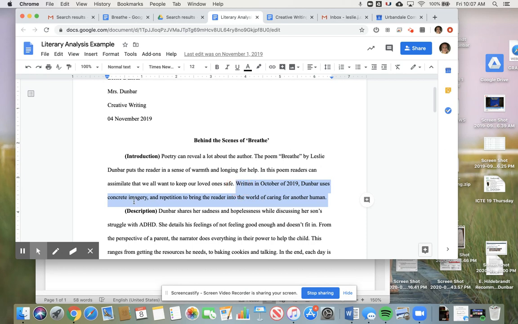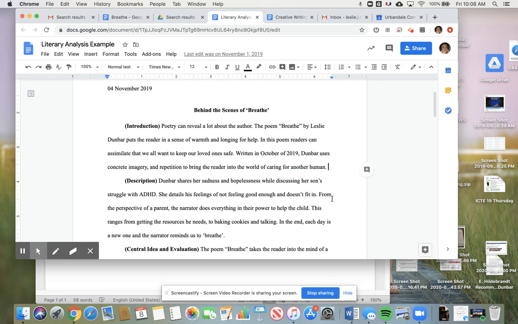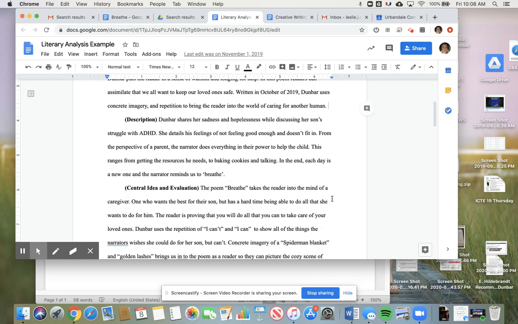I use concrete imagery and repetition. Those things are part of the figurative languages we looked at in our reading dissections and things we've been working on. So it brings the reader into the world of caring for another human. And I will go into that more as we go down through the rest of the paper.